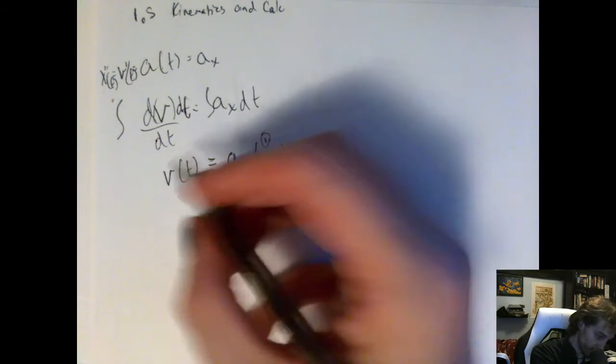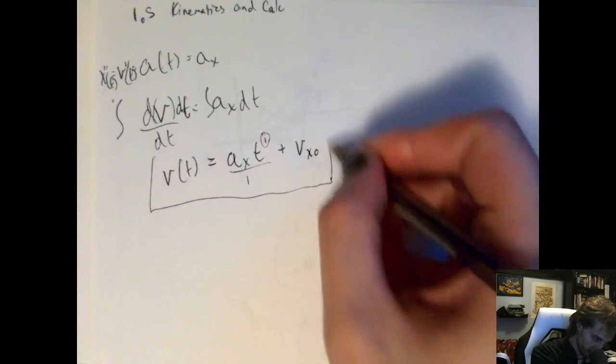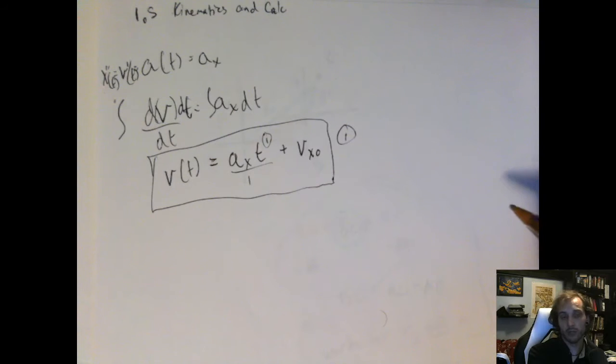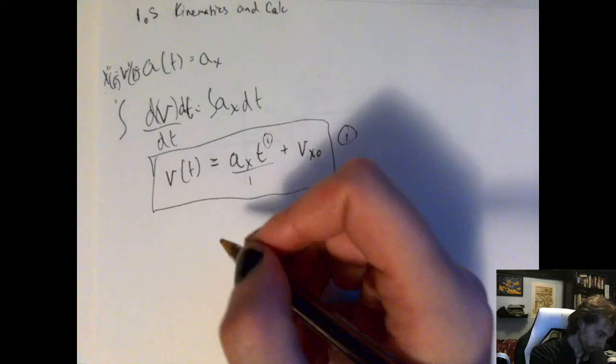If I want position, before we move on, this is our first equation. Our first kinematic equation, and this only works for constant acceleration because that was our baseline assumption, is that velocity is equal to acceleration times time plus initial velocity.